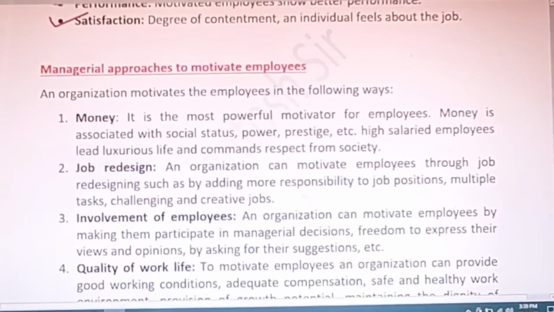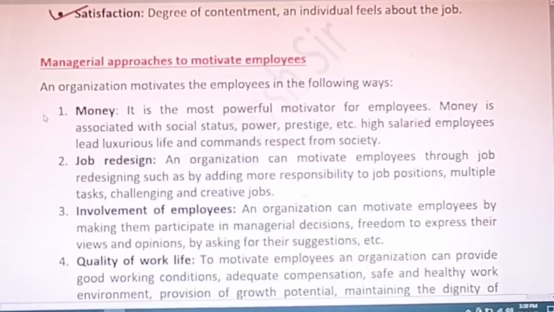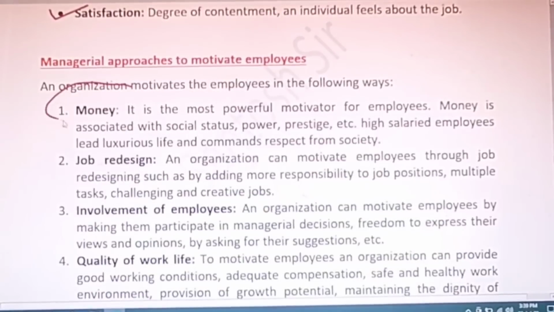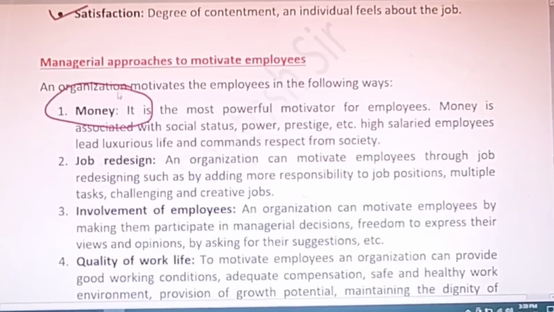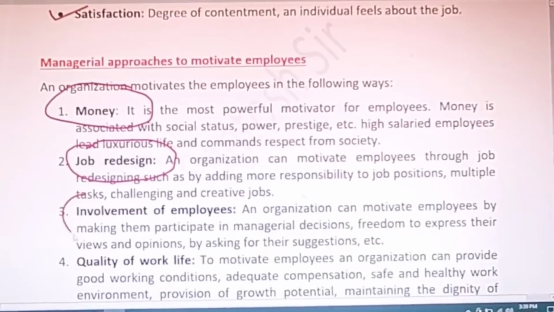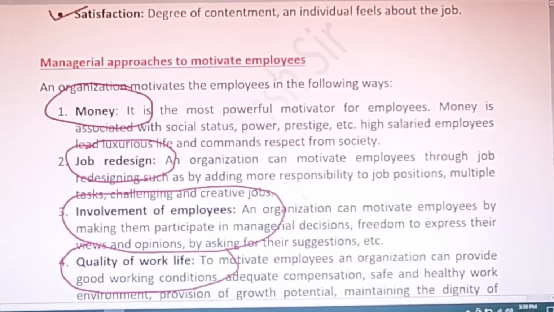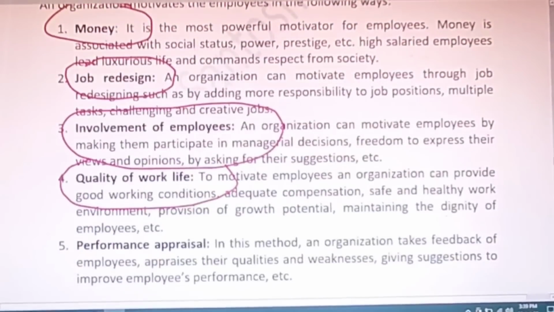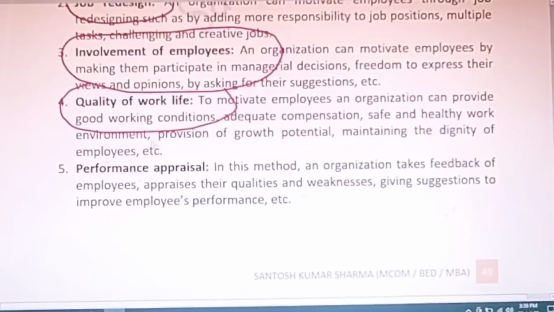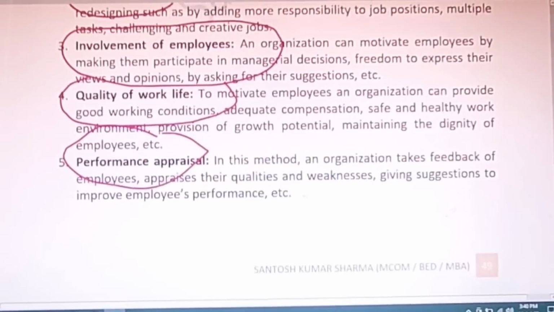Then managerial approaches to motivate the employees. How does an organization motivate the employee? Basically, the main motivation is money, by increasing the salary or wages. Then proper job designing, then involvement of employees in the decision making of the organization, then quality of work life. All these things are enhanced or given to the employees to motivate them. Then performance appraisal. All these things I have discussed in my previous video.